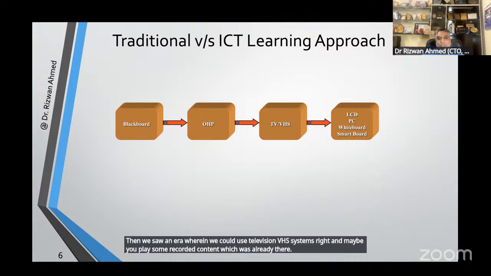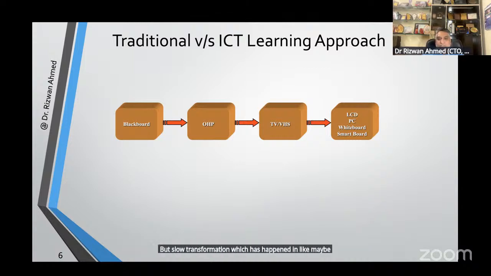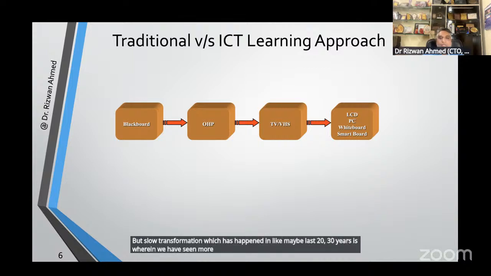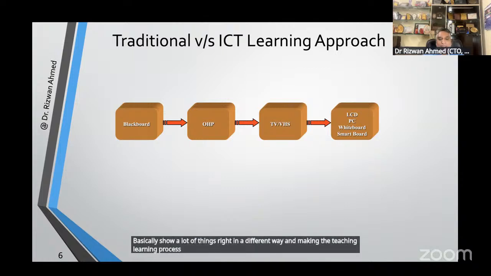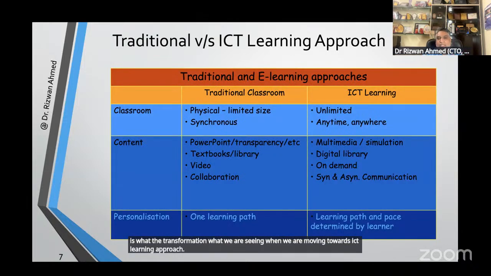But the slow transformation which has happened in the last 20, 30 years is wherein we have seen a more interactive way, wherein you can have a smart television, an LCD, PC, whiteboard, smart board, coming into our ICT learning approach. Wherein I can show a lot of things in a different way, making the teaching learning process more interactive and better for my students. That is the transformation we are seeing when we are moving towards the ICT learning approach. This slide tells us the difference between a traditional classroom and an ICT learning classroom.